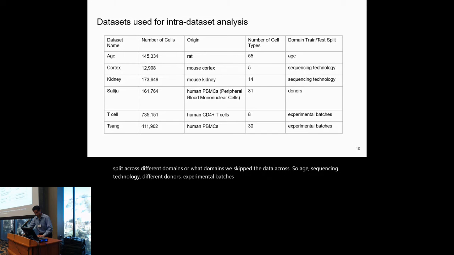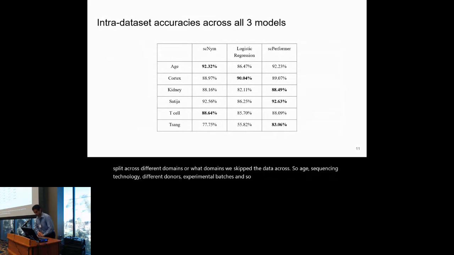And so we computed accuracy across three models. scPerformer, scNym, which is a state-of-the-art neural network model that also employs a domain adversary and semi-supervision, developed by David Kelley and Jacob Kimmel, and a baseline logistic regression model. And as you can see, scPerformer is overall the best performing model, although only marginally so.